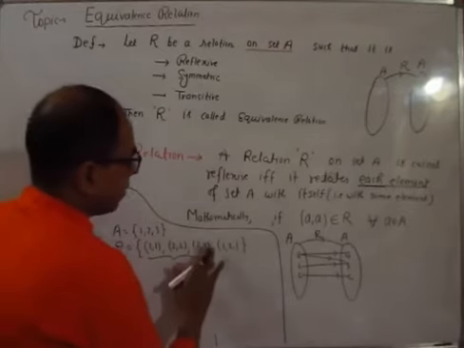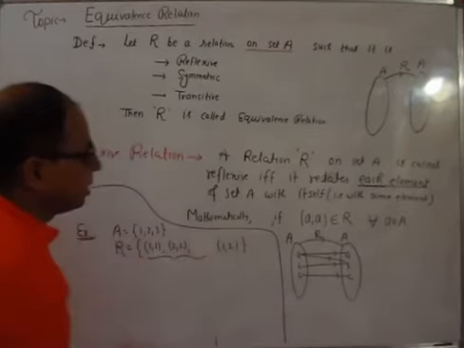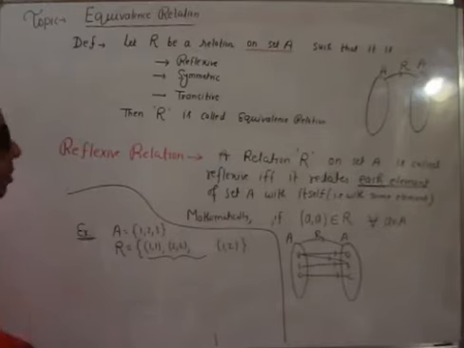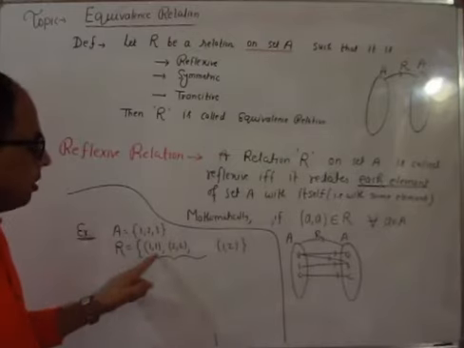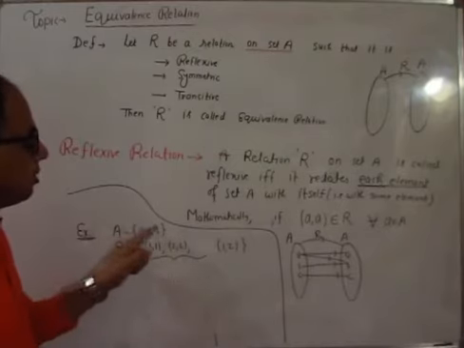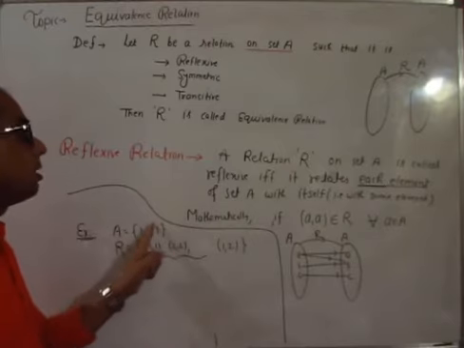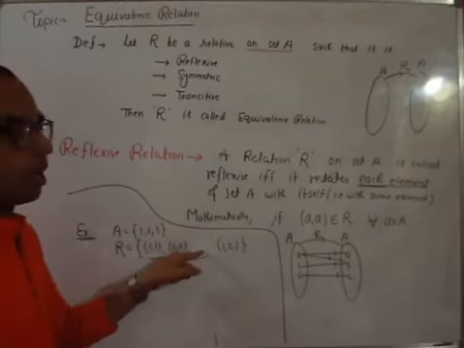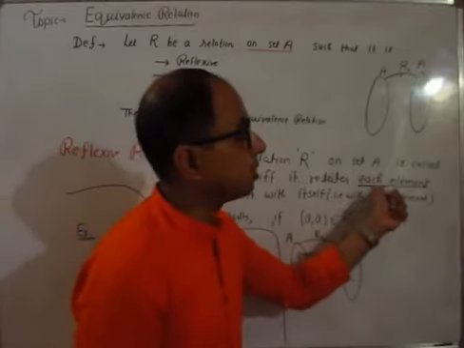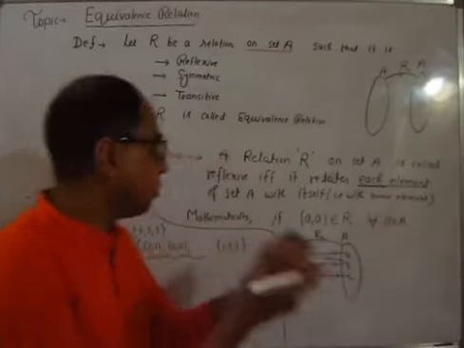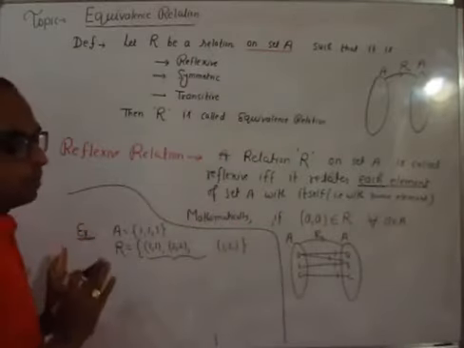If I omit this one, then this relation will not be reflexive. Why? Because 1 is related with 1 itself, correct? 2 is related with 2, it is correct. But 3 is not related with 3. And what have we written? Each element of set A must be related with itself. Then it is called reflexive relation.